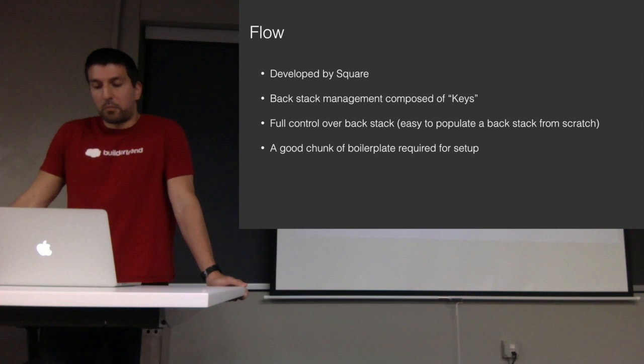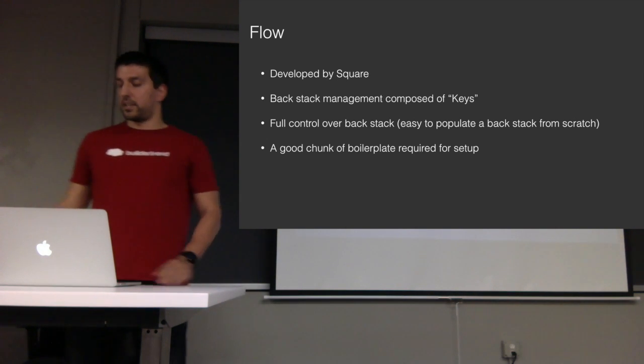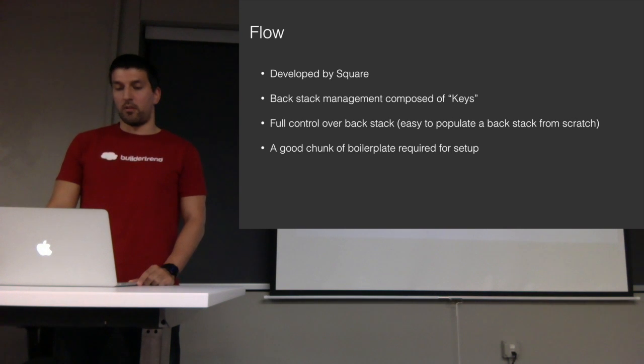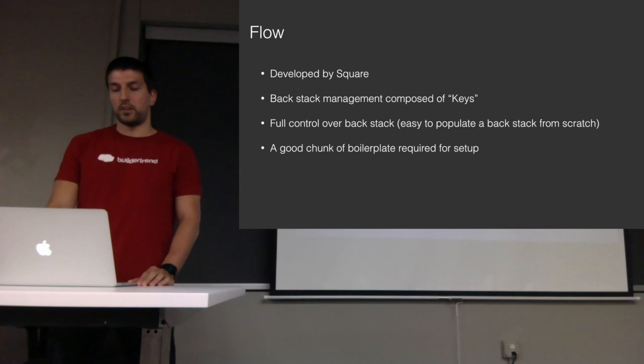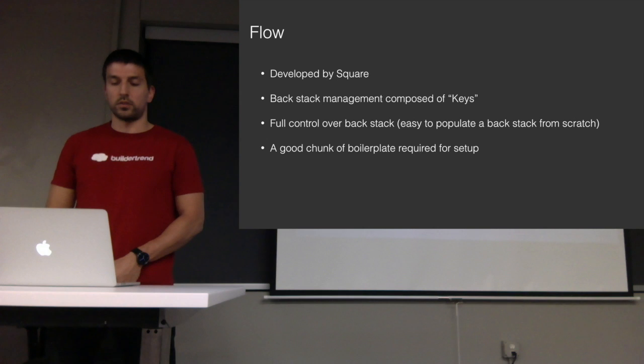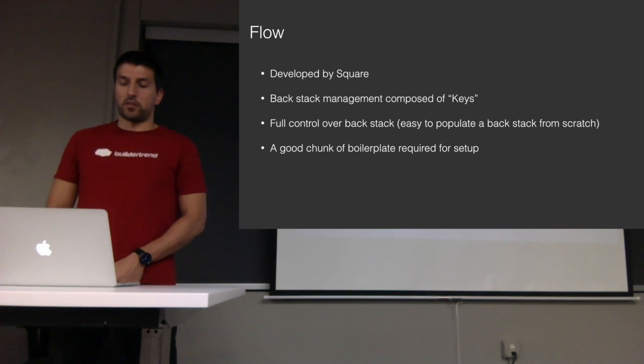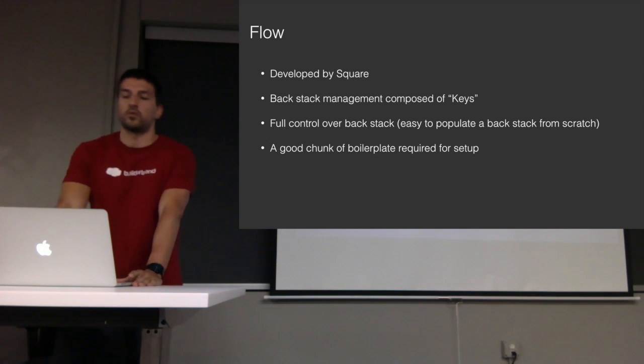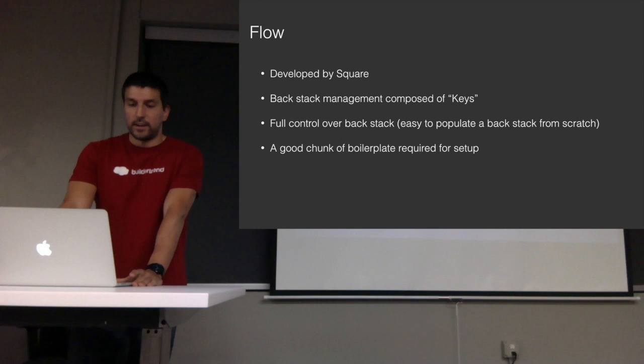Some other options which I haven't personally used, but I wanted to mention because I can never give a talk without mentioning a Square library. Flow is a backstack management library, and you use keys, which themselves aren't even an interface, I don't think. It's basically a class that just needs to have toString, hashCode, and equals overridden. You get full control over the backstack.